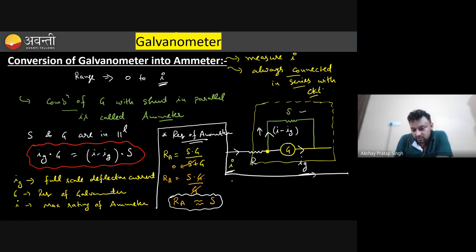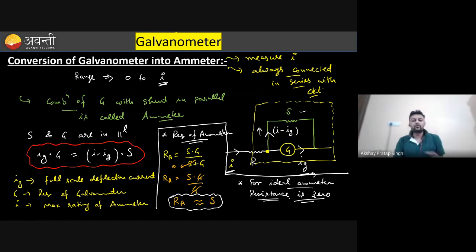Next punchline: if resistance of ammeter is very small, then the next punchline is for ideal ammeter, resistance is 0. So try to figure out these things, how things are happening. For ideal ammeter, effective resistance is what? 0. Clear? I think first topic is clear.